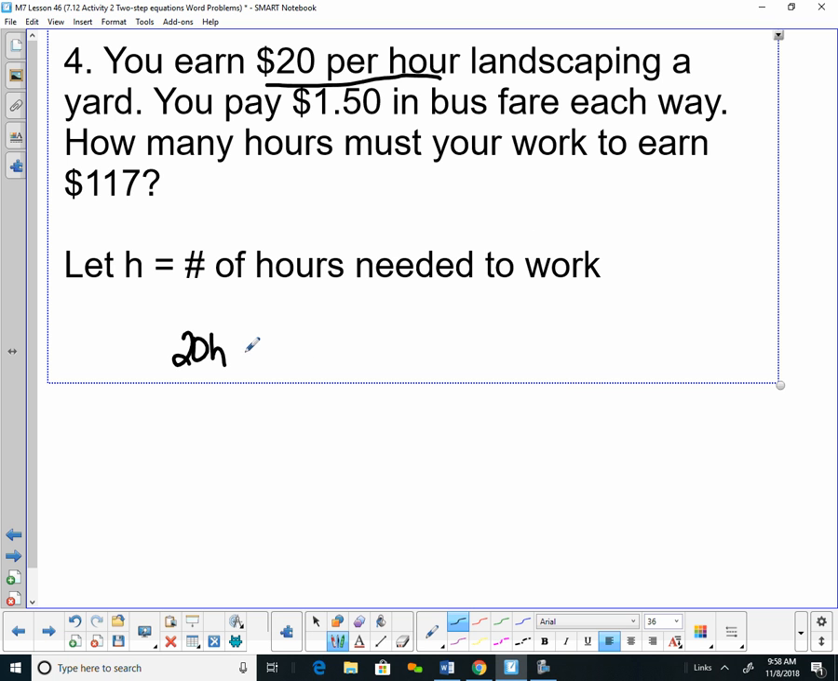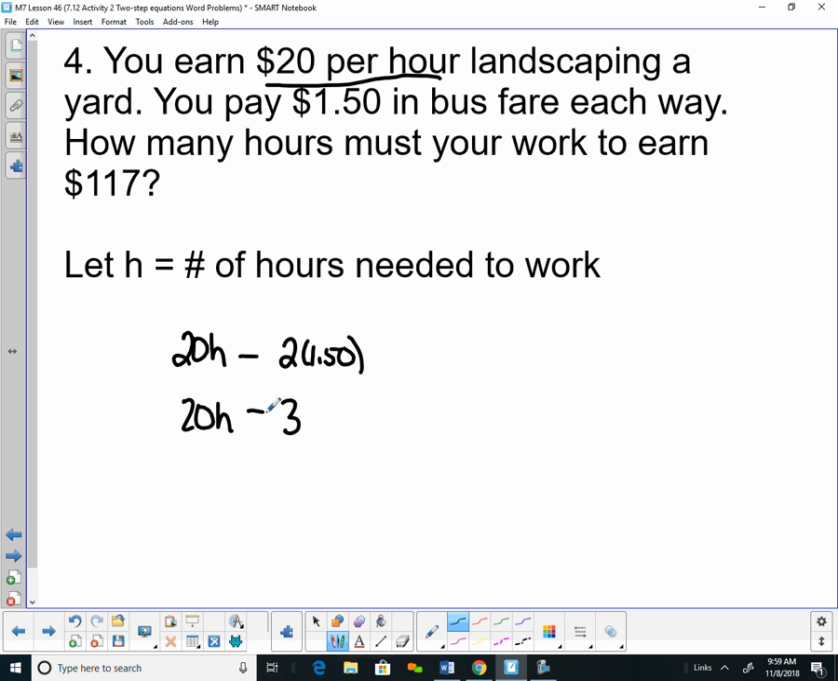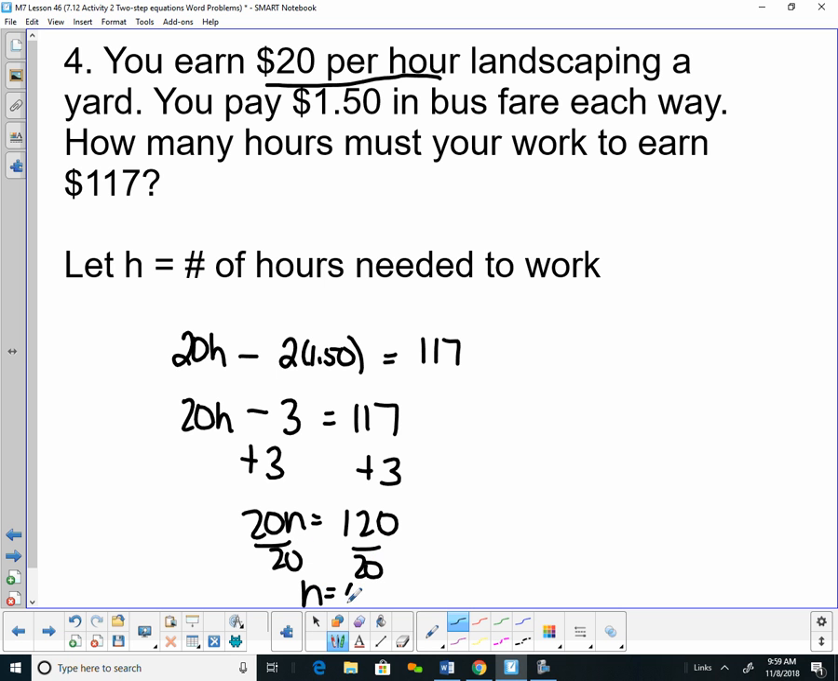So I can do 2 different things here. Because it's going to come out of my money, I'm going to subtract 2 times $1.50. Or if you want to, you can multiply that and say you're going to subtract $3. So you can do either way. But then I'm going to make $117. Now, if I add that 3 back, I get 20H is equal to 120. I want to divide by 20. And that tells me I've got to work 6 hours to be able to clear $117 for the day.